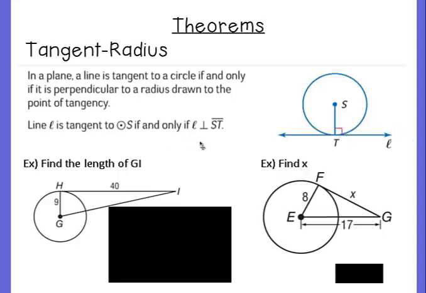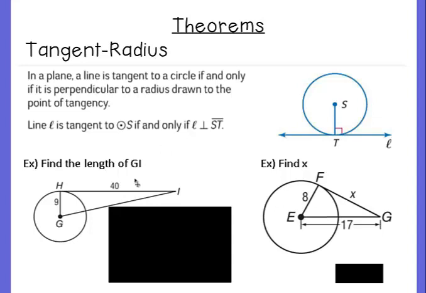So this line L is tangent to our circle if and only if that line and the radius at T are perpendicular. Remember that little upside down T means perpendicular. They make a right angle. Your tangent line and your radius make a right angle.